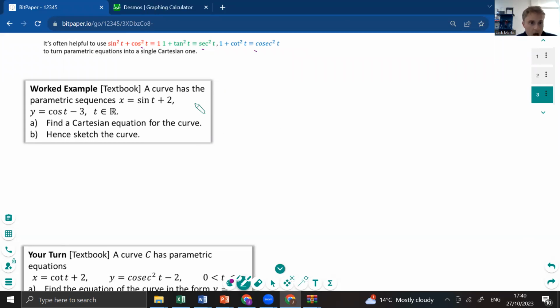So a curve has the parametric equations x equals sine t plus 2 and y equals cos t minus 3. t is allowed to be any real number. So in other words, t could be basically anything. So how are we going to get a Cartesian equation here? This is the thing that we are not going to do. Lots of people would be tempted to do something like this. They'd say x minus 2 equals sine t. So I'll do inverse sine of that, or arc sine it's called as well, and I'll call that t.